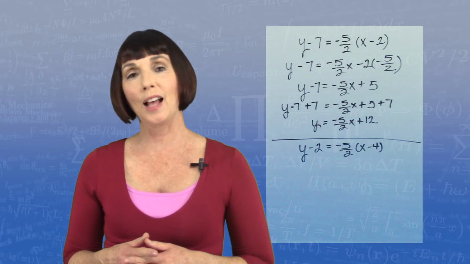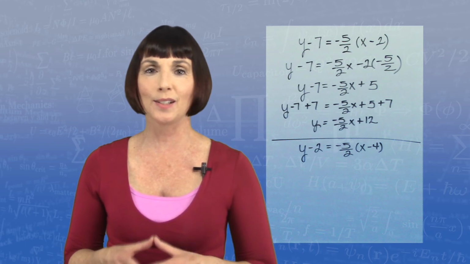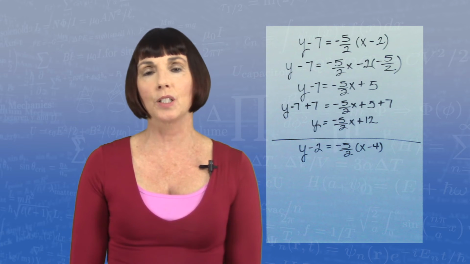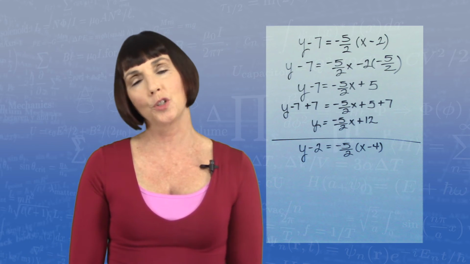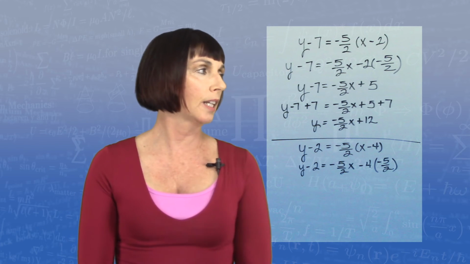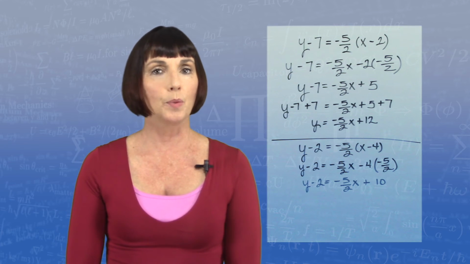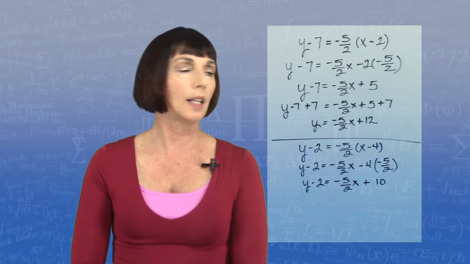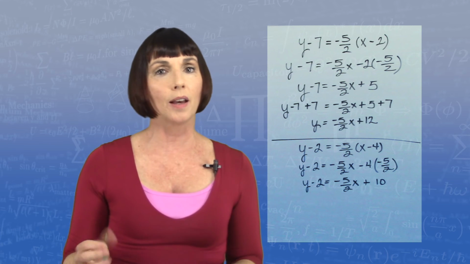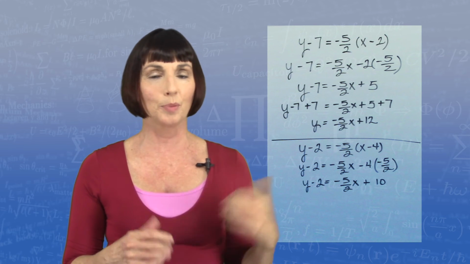Okay, let's go through the algebra on our other point-slope equation and see what we get. So we start with y minus 2 equals negative 5/2 times the quantity x minus 4. Same thing, I'm going to distribute my negative 5/2 through, and I get y minus 2 equals negative 5/2 x minus 4 times negative 5/2. That leaves me with y minus 2 equals negative 5/2 x plus 10. Same thing here, that 2 on the bottom makes that 4 a 2. 2 times 5 is 10. Negatives cancel out, so I get a plus 10.